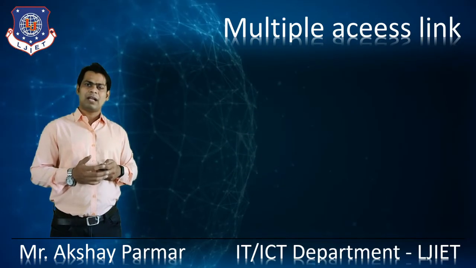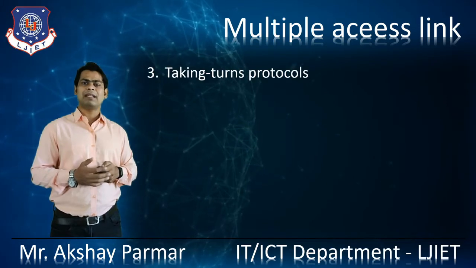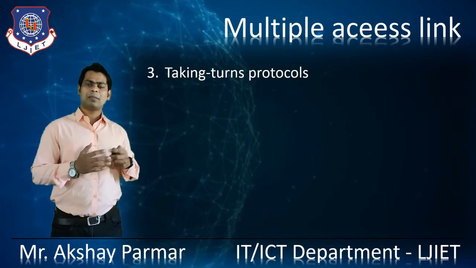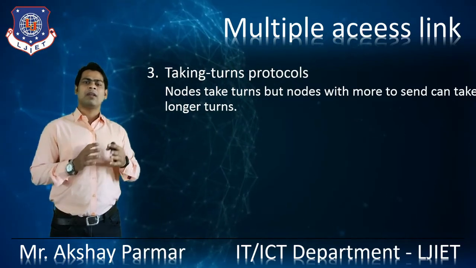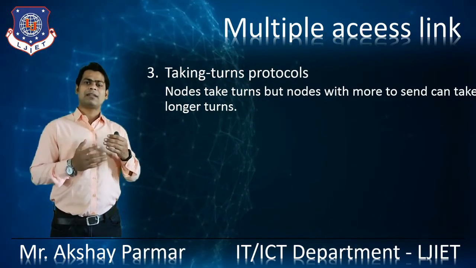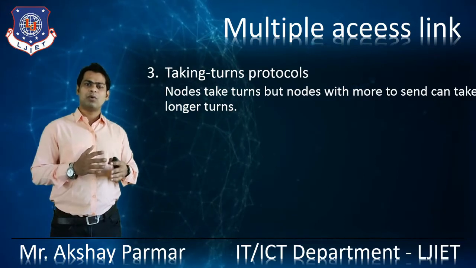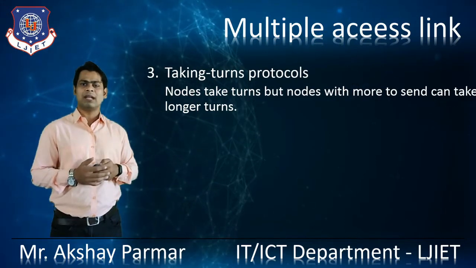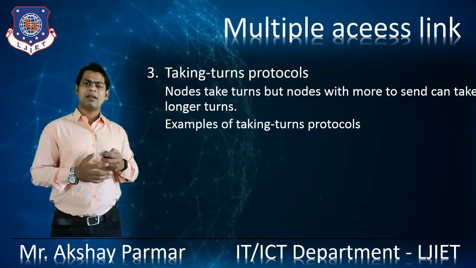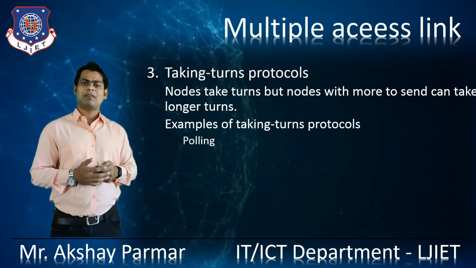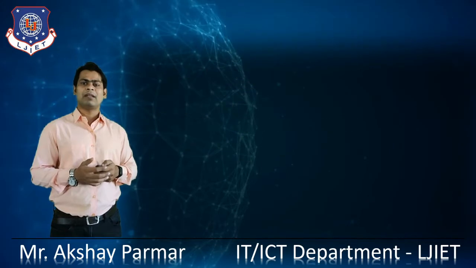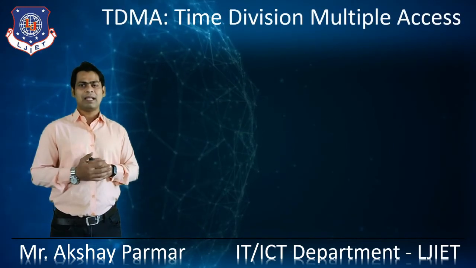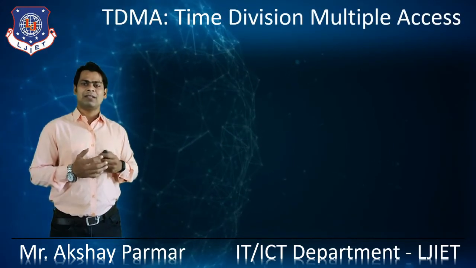And the third type of the multiple access link is the taking turns protocol. Nodes take turns, but nodes with more to send can take longer turns. So this is about the taking turns protocol. Examples of the taking turns protocols are polling and token passing. So this is about the categories of the multiple access link.